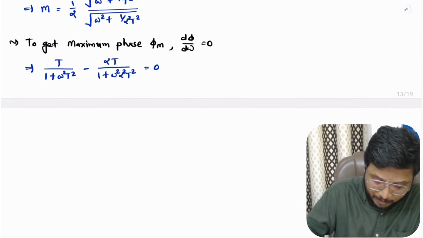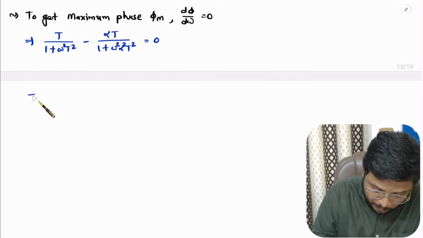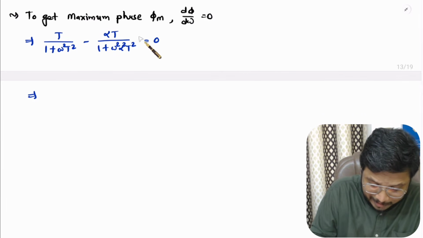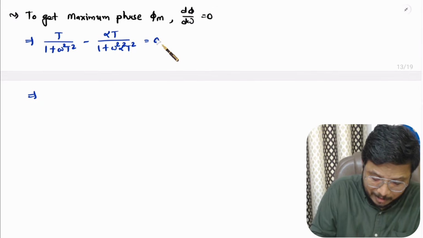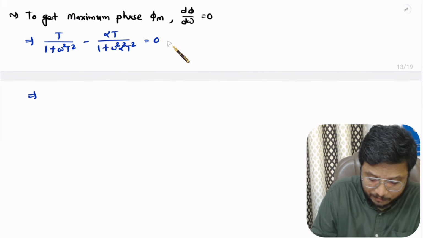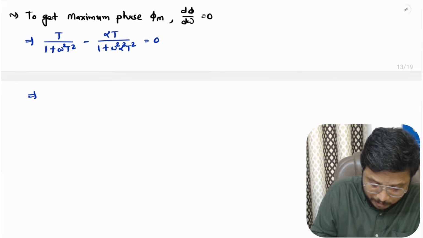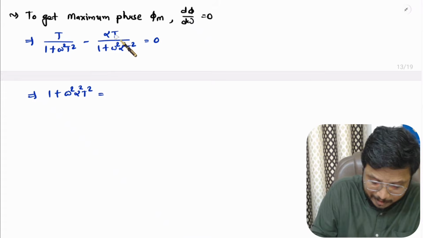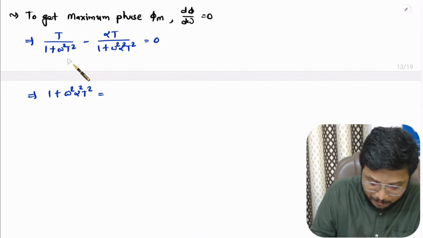Now we need to simplify this. So here if you observe, this T is common, and it is getting multiplied with 0, and this alpha divided by 1 plus omega square alpha square T square will go on the other side, and if you do cross multiplication, then on this side we will have 1 plus omega square alpha square T square, and on this side alpha into 1 plus omega square T square will be there, means it will be alpha plus alpha omega square T square.